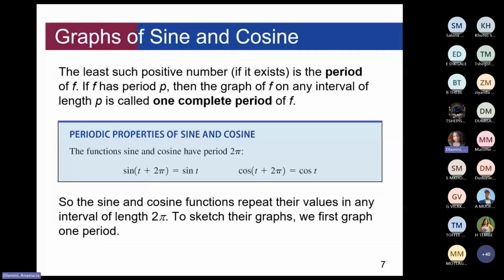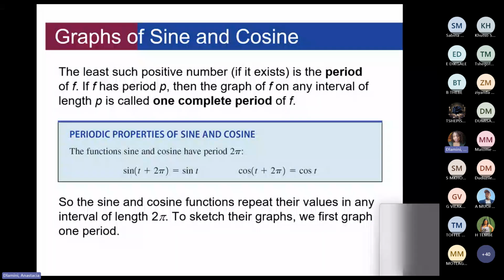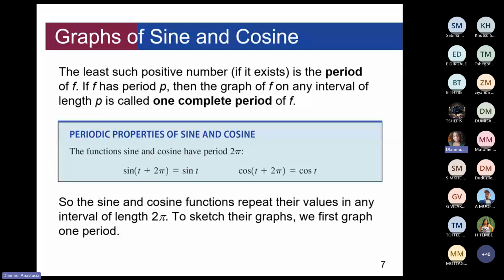Okay. Now, let's move on. They say the least such positive number, if it exists, is the period of that function. That's what we are saying. If such a positive number exists, then that is the period of that function, meaning that 2 pi is the period of sine and 2 pi is also the period of cos, because of this relationship over here. This is the value of p. So the period of sine and cos is equal to 2 pi. That's where the whole thing comes from.